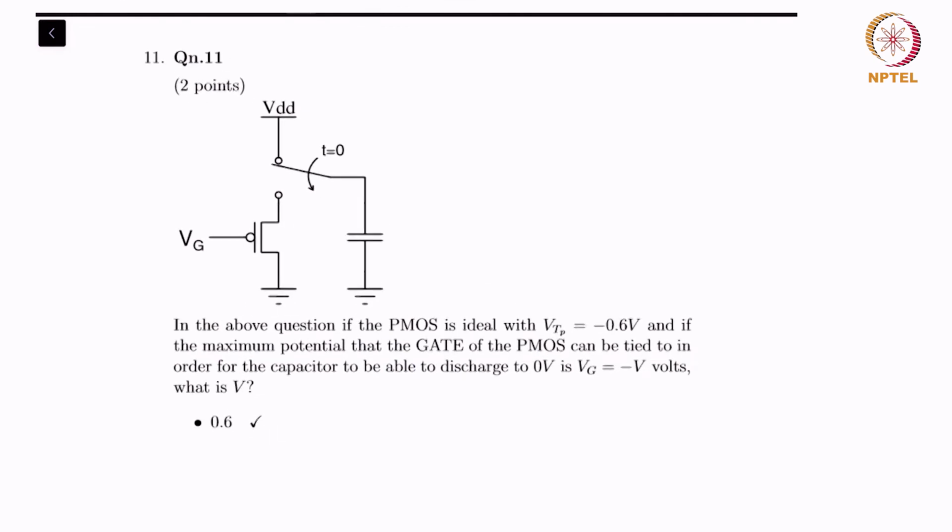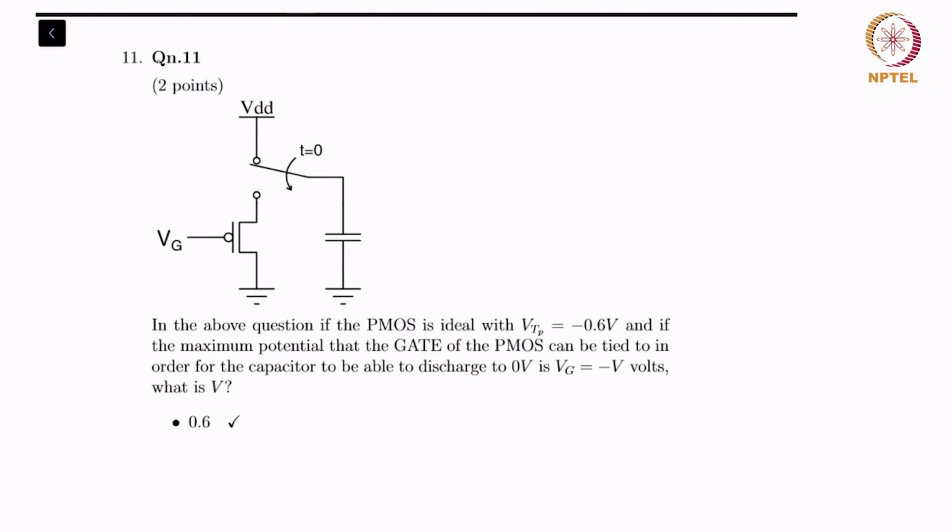Again, in question 11, we are asked about the above question if the PMOS is ideal. Right now, the PMOS is ideal. It will not conduct for VSG less than mod VTP. So for VSG less than mod VTP, the current through the transistor will be 0, right? So Vc of 0 minus is equal to Vc of 0 plus is equal to VDD in this case.